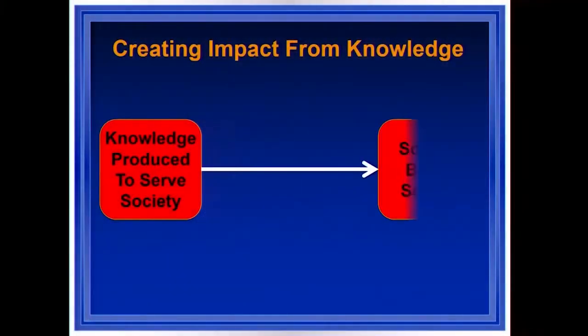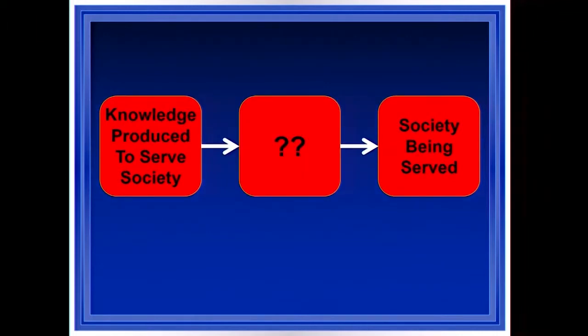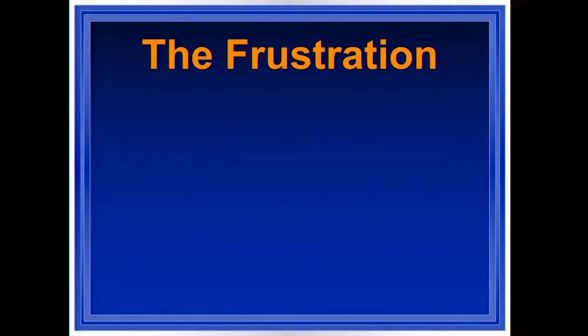And so we produce knowledge that we hope will serve society, but the question is, does society really get served by it as much as might be the case? And so the question we ask is what lies in the middle? What determines whether science has impact on society? And of course, we are specifically interested in the diet, nutrition, and obesity area.